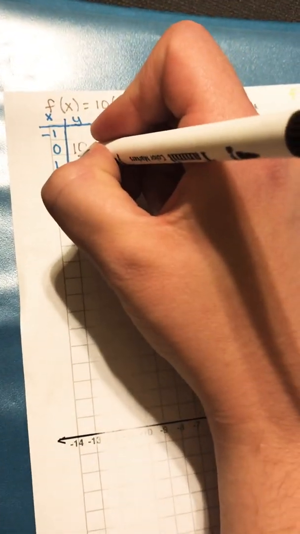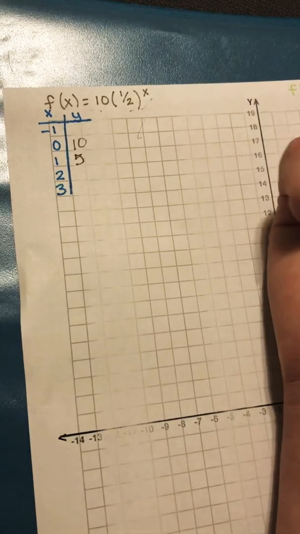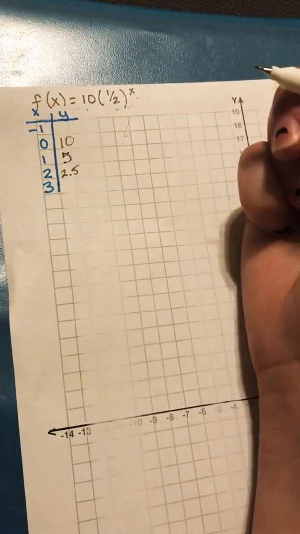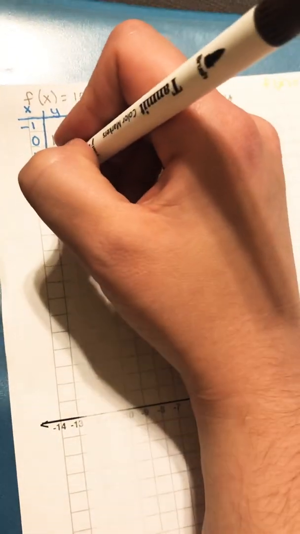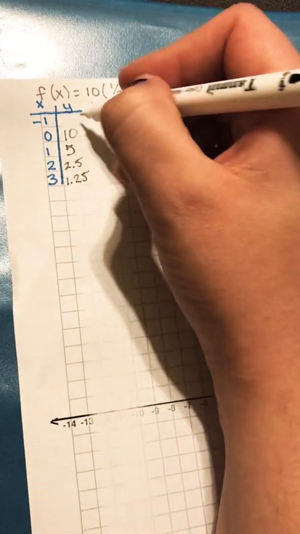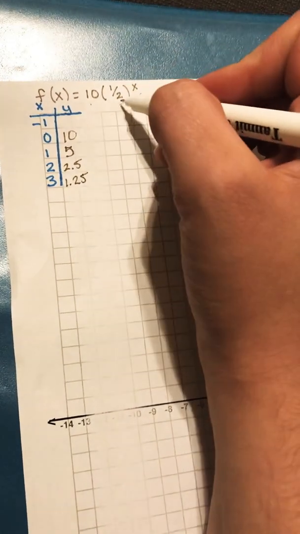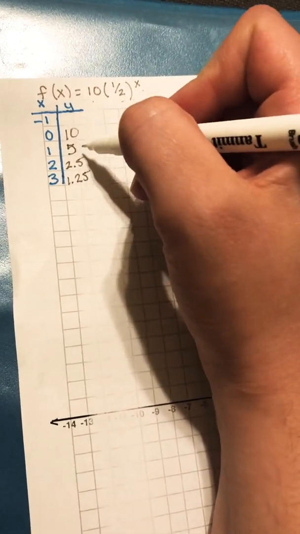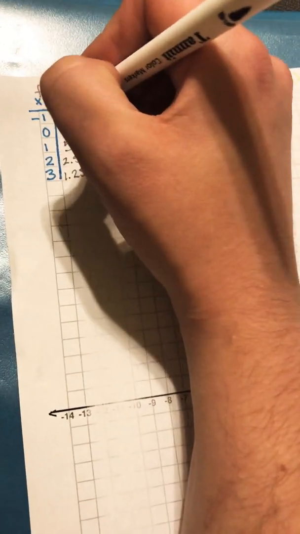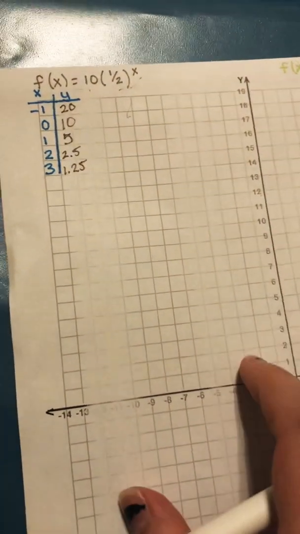So 10 times 1/2 would give us 5. 5 times 1/2 is going to give us 2.5. 2.5 times 1/2 would give us 1.25. I can also work backwards this way, doing the opposite. So instead of multiplying by 1/2, I can either divide by 1/2 or multiply by 2. So that means at -1, the y value would be 20.